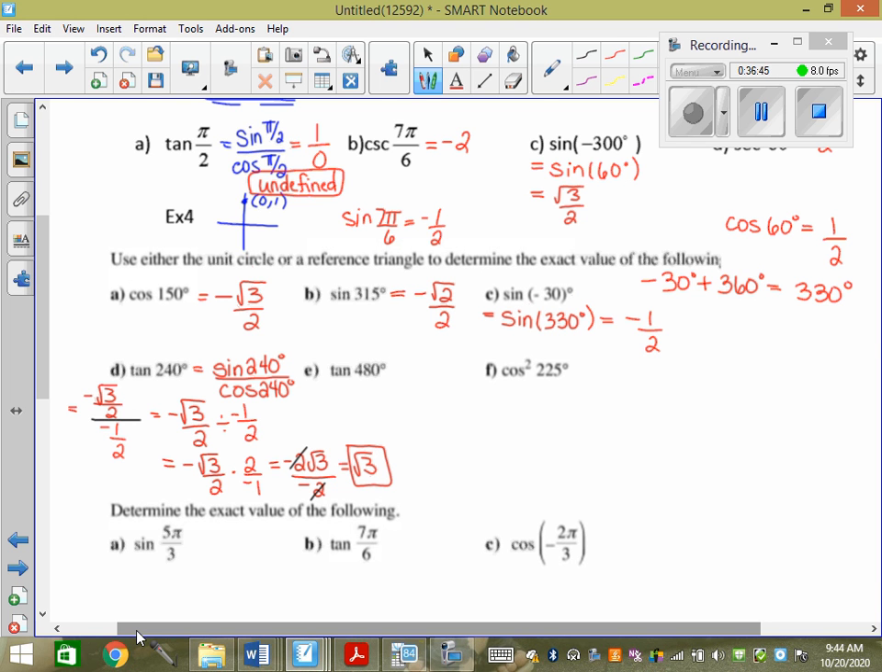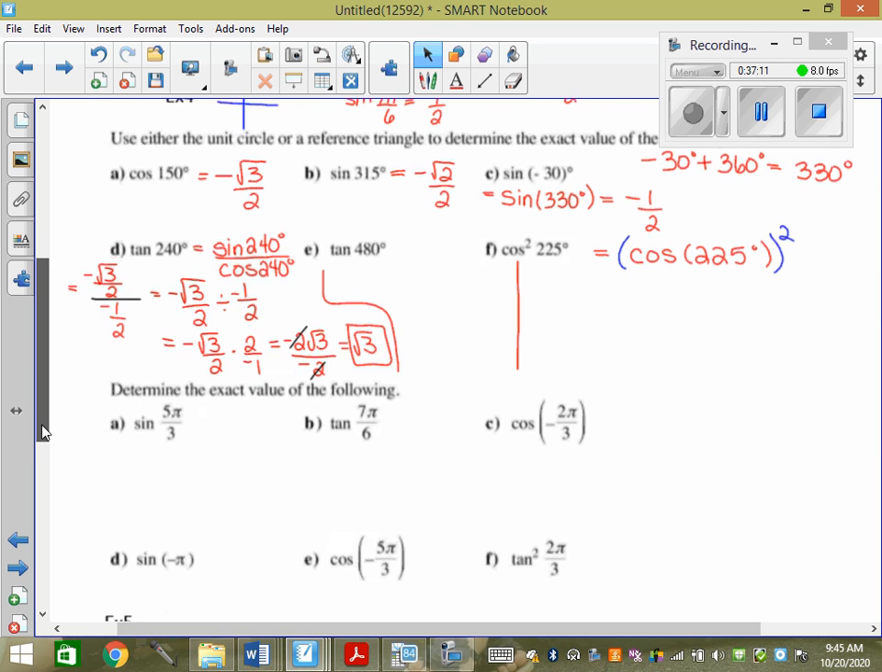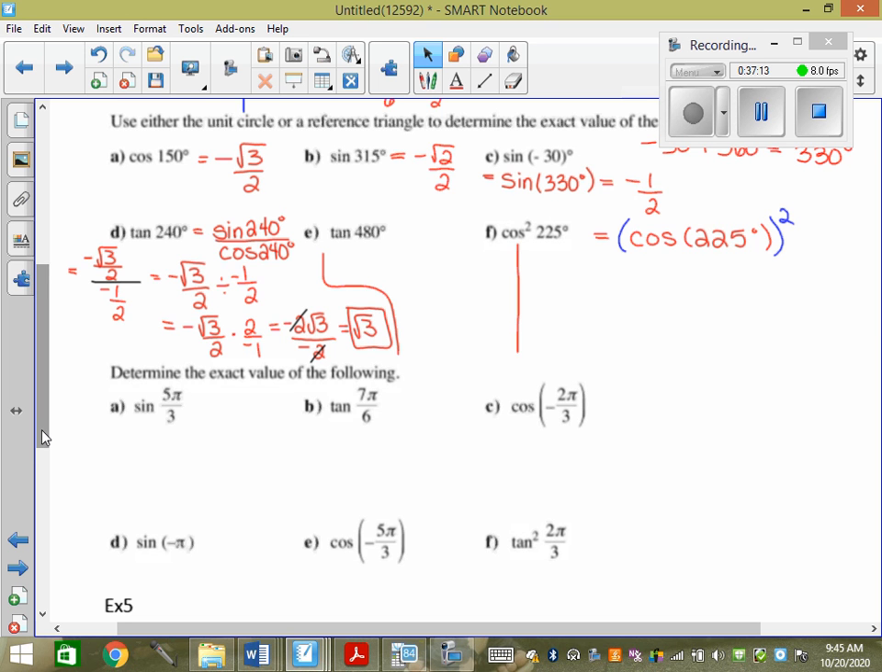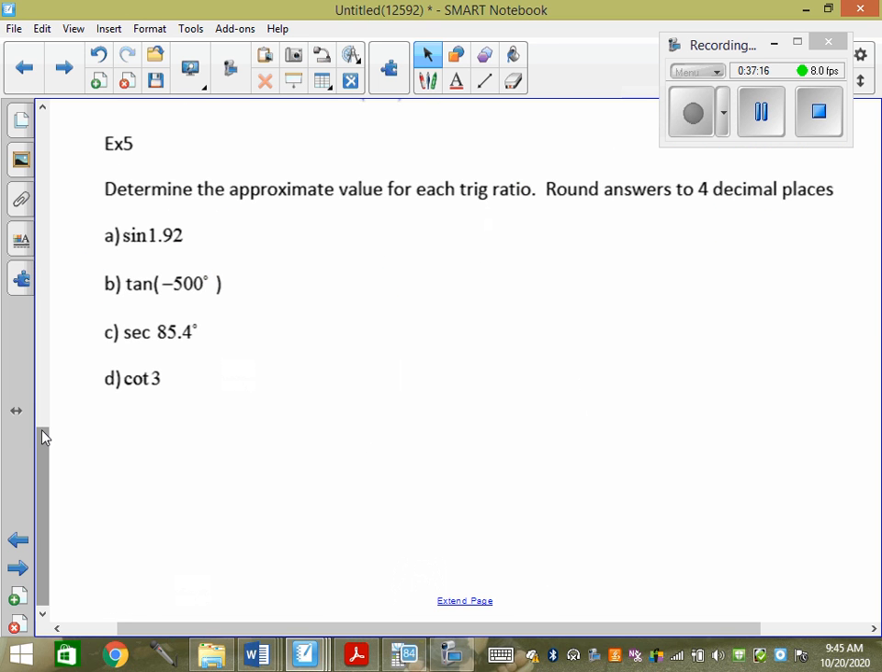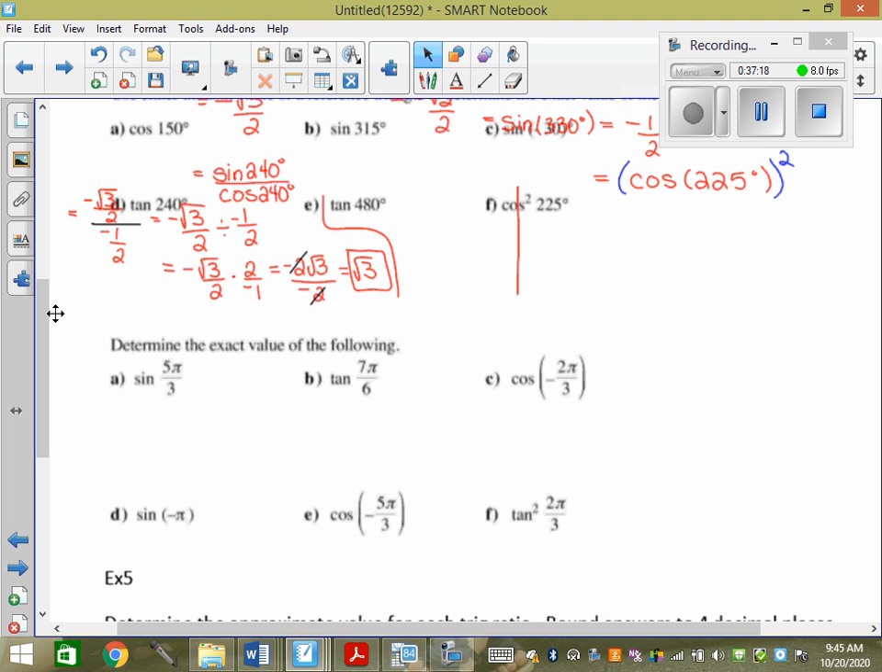You're going to do tan of 480. Try that one out. And then this one, cos with the squared in the middle, that's just another way of writing this: cos 225 squared. And remember, can we not check every single one of these by typing them into our calculator and seeing if they match? Yeah. So you're going to try E and F.